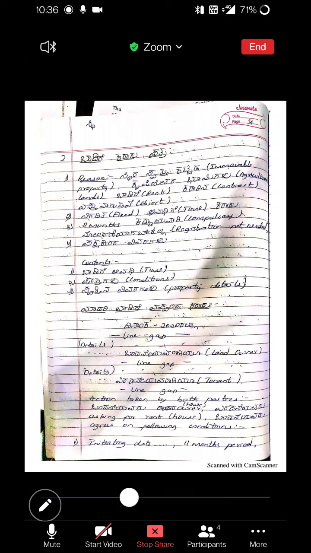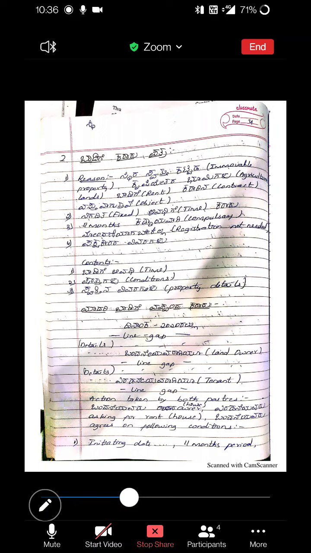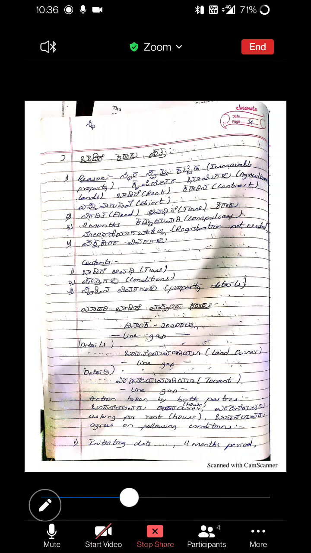The date, 2020, is written after a line gap. Then first is the details of the first party, the landowner. The details of the landowner are written in the first paragraph. His district, taluku, village, his father's name, etc. Then a line gap, and the second party, the tenant. The second person is the tenant. His details are written in the textbook. Then there is a line gap. Then the action taken by both parties.